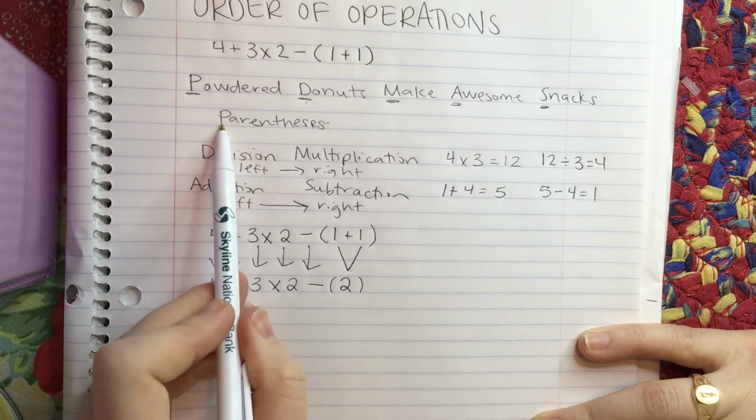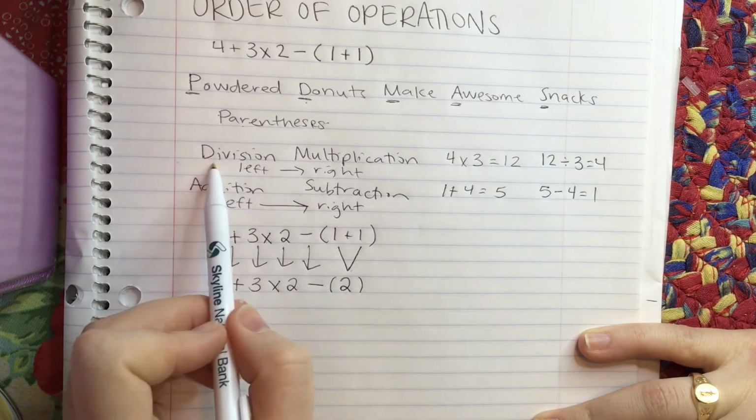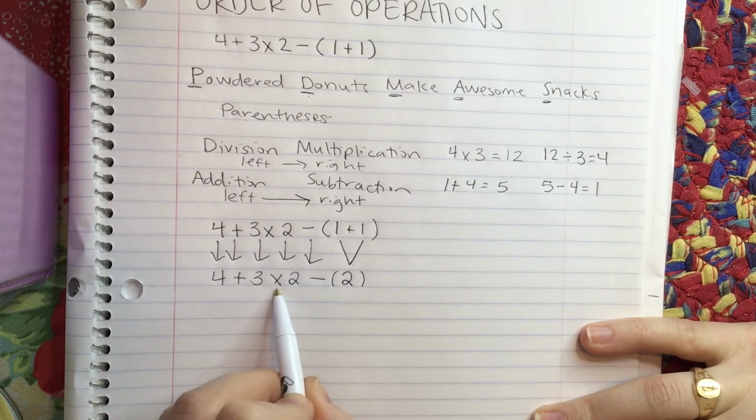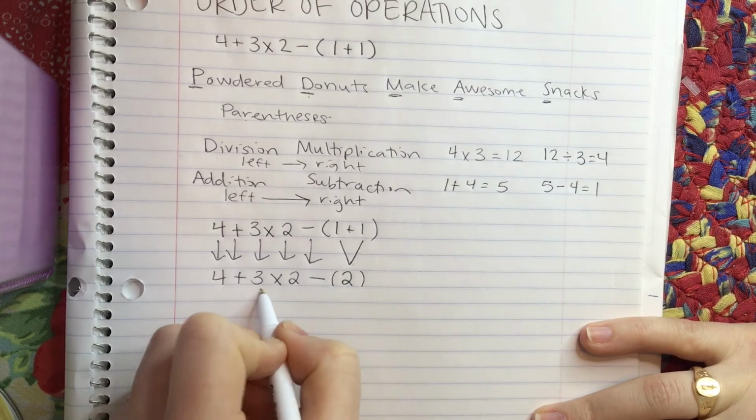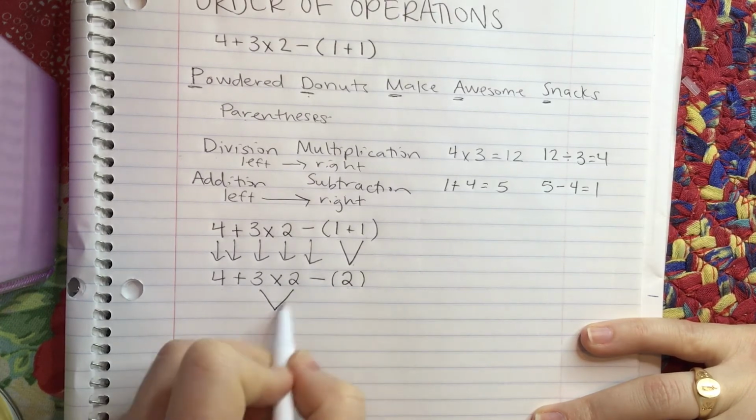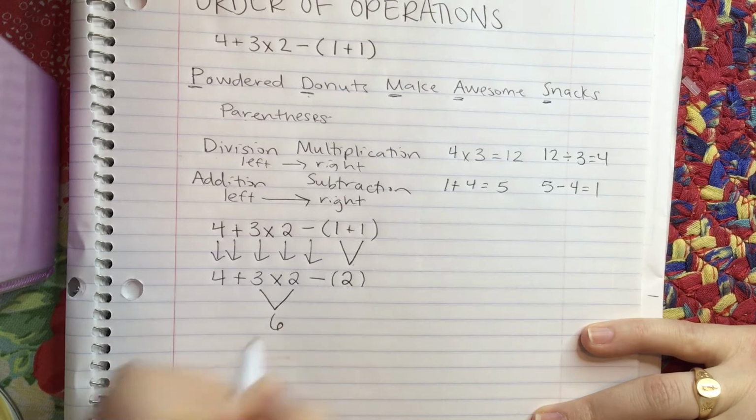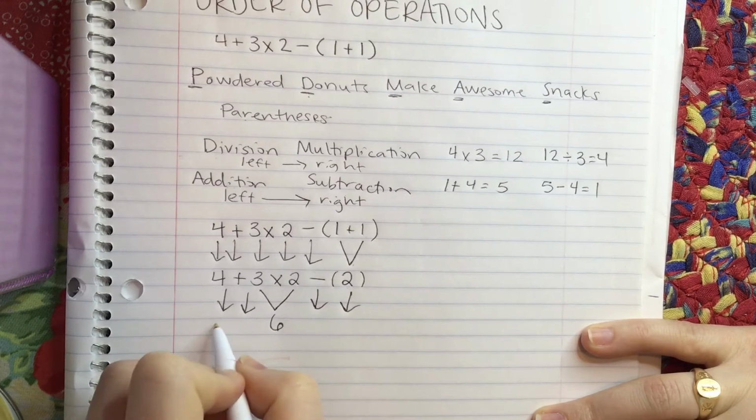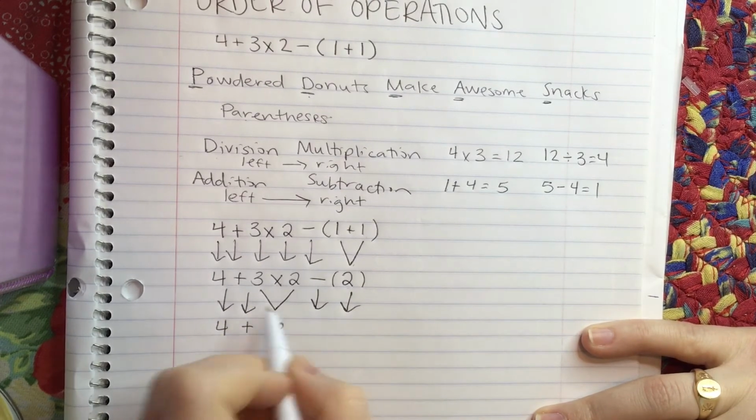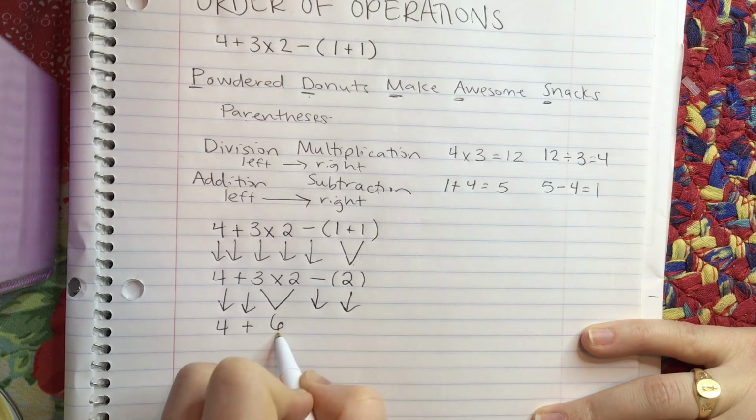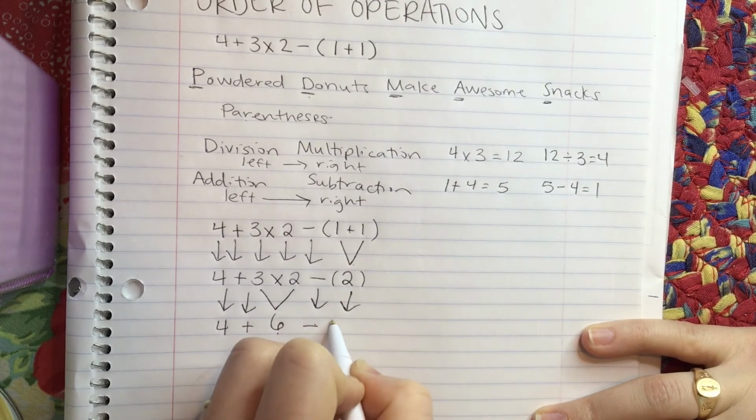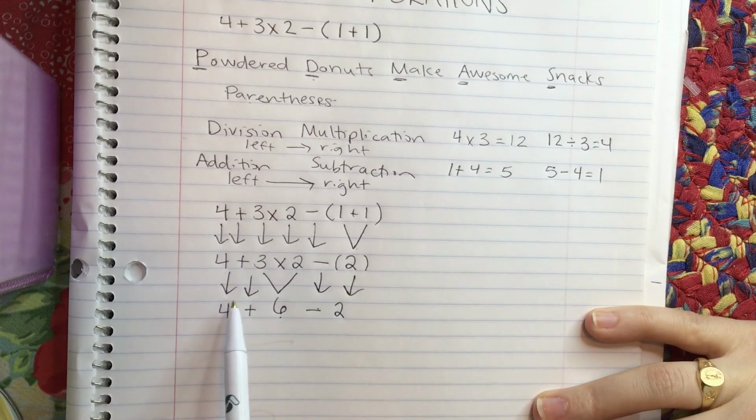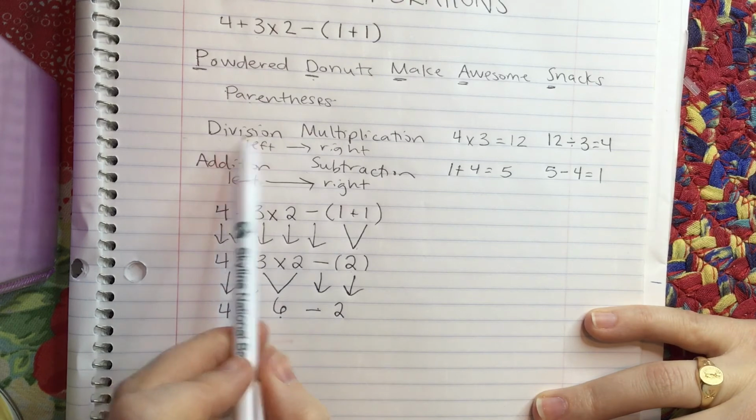So next, I've done my parentheses. I'm going to go to division or multiplication, whichever one comes first from left to right. So I'm looking. Okay, here we go. We have 3 times 2. So now I'm going to say 3 times 2. I've got my triangle. I'm going to bring it down, is 6. And bring everything else down. So I still have 4 plus, here's my simplified version of 3 times 2, and I'm going to bring down my minus sign and my 2. So now I can look and see, do I have any more multiplication or division? No, I'm good.